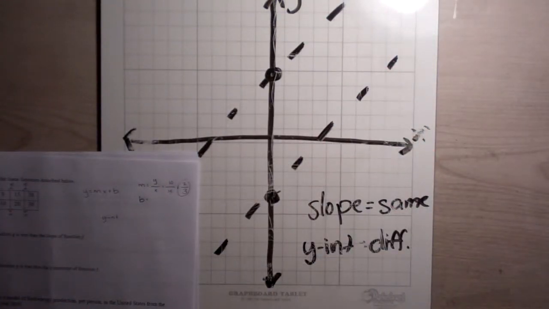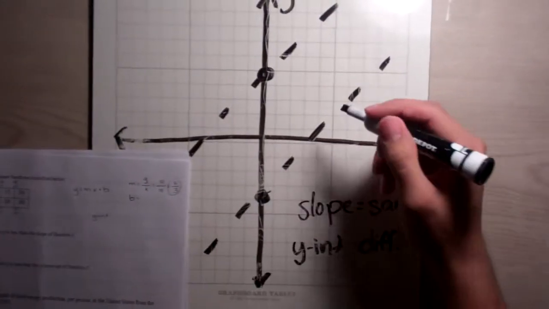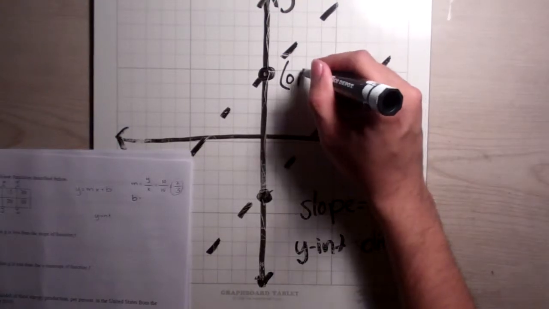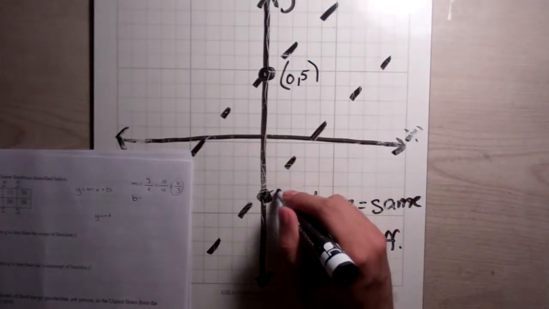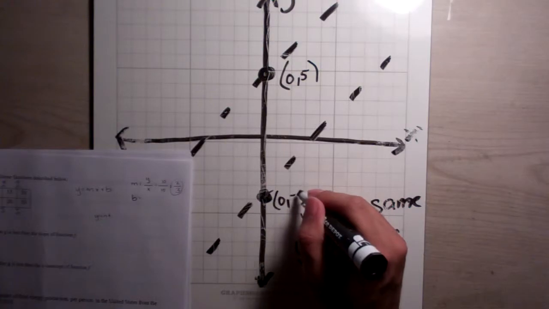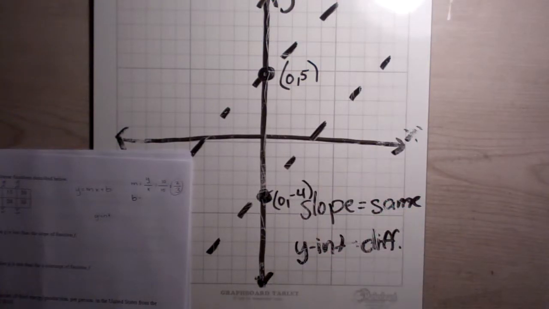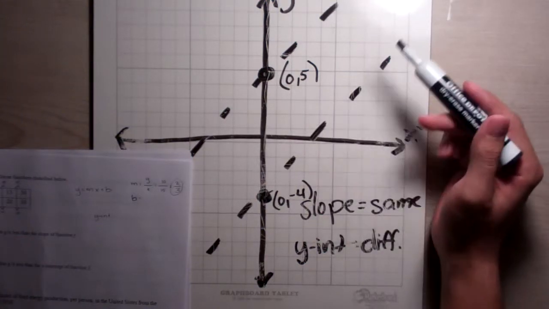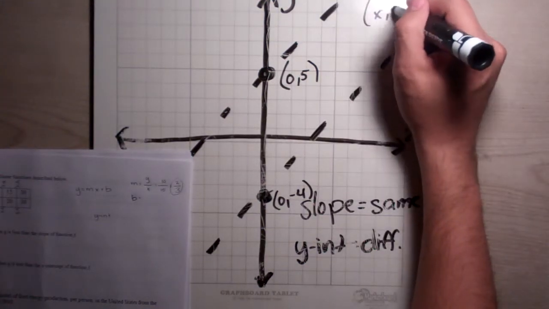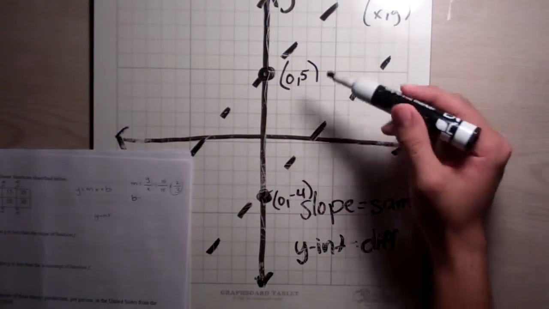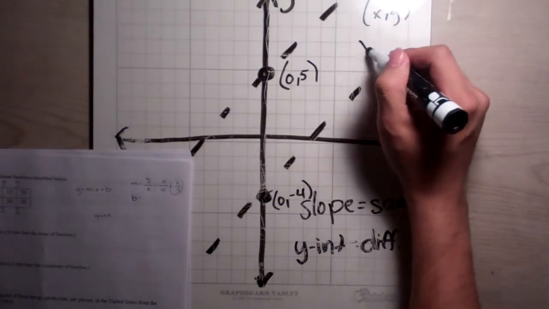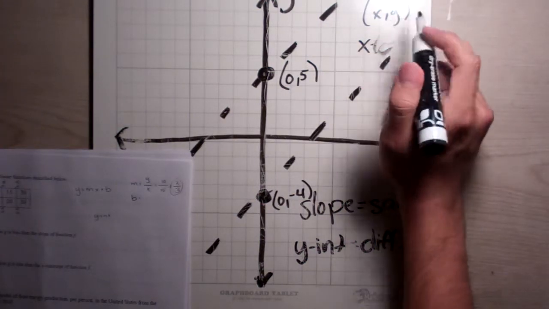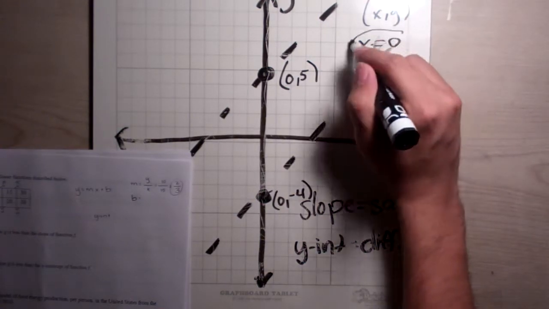How about I label these right over here? This is dealing with the previous problem. This coordinate right over here is (0, positive 5). This coordinate over here looks like it's (0, negative 4). If I note those coordinates, what do they both share? If I write a coordinate, it's always x comma y. They both have that x is 0. The x is always 0. Remember that.